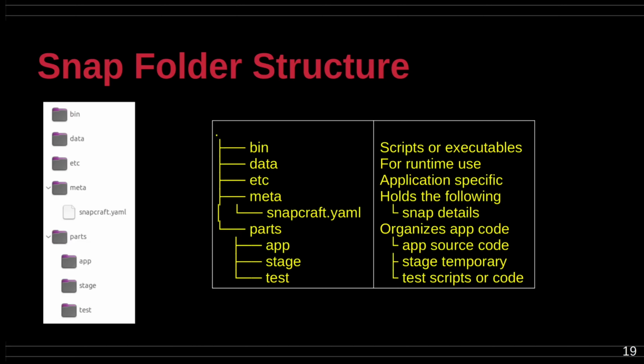Parts. This directory houses different parts that constitute the snap. App. This subdirectory contains the source code for the snap. Stage. This directory is initially empty and gets used for temporary files during the build process. Test. Optional. This subdirectory can hold any test scripts or code for testing the snap.